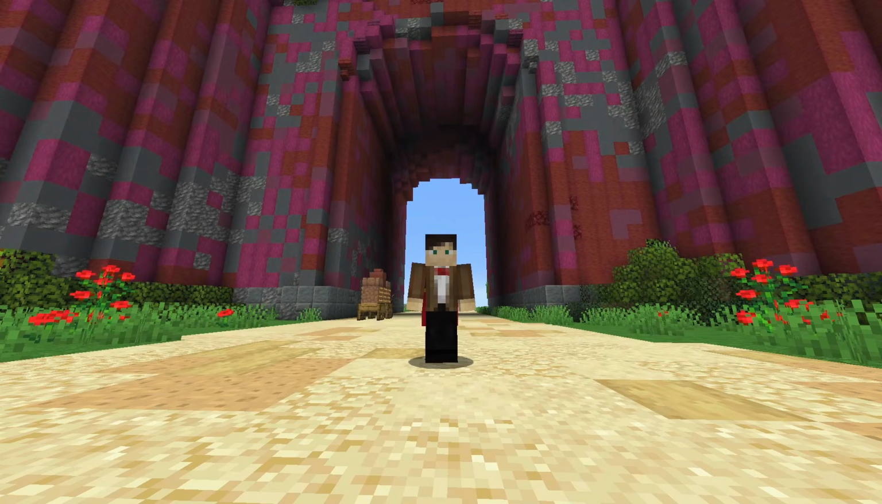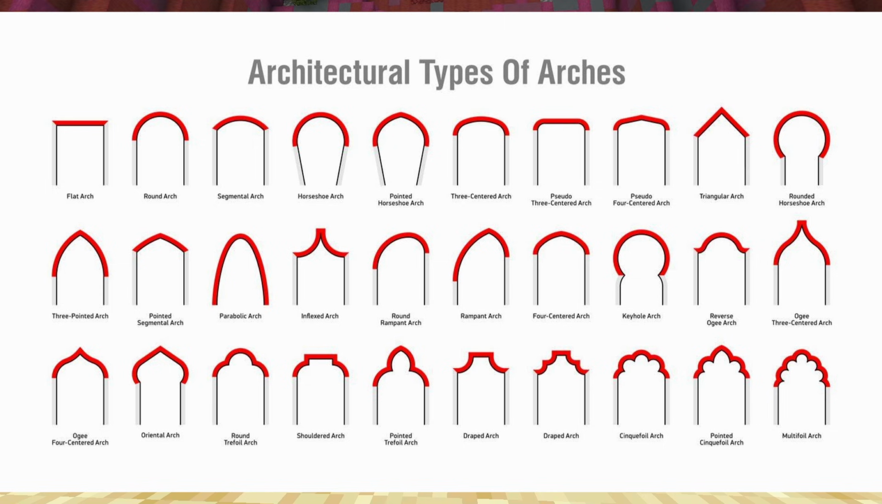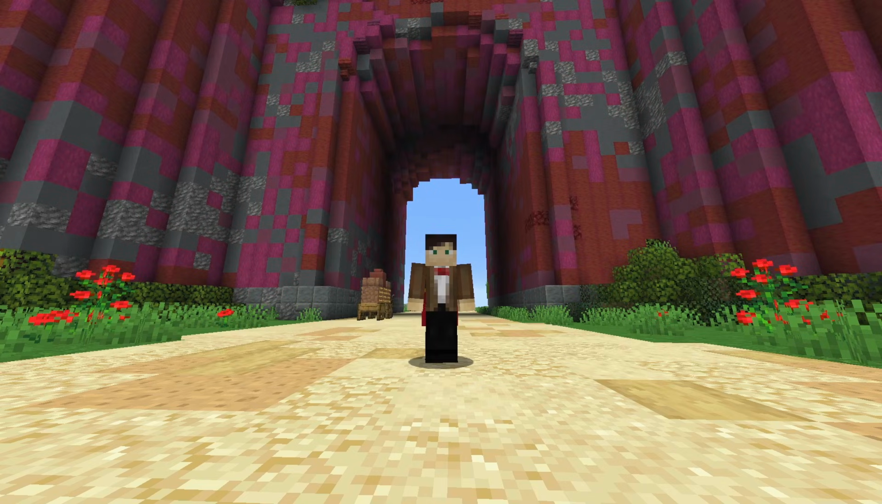Hello guys, today I'm here to talk about architectural arches in Minecraft. Before we start, I'm going to say that I'm not going to showcase every type of arch that you could theoretically build in your Minecraft world. Rather, the purpose of this video is to open up the topic for you guys to start doing your own research and start thinking about these things when you're designing your own Minecraft world.